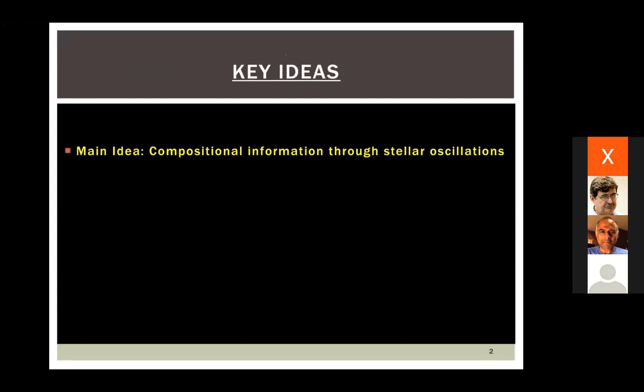So the idea is that it's possible to get compositional information through stellar oscillations. Then there's lots of different kinds of stellar oscillations. And the focus in this talk is going to be on the g mode. And I'll explain what the g mode is, give you a very basic idea of how the calculation goes and present some results.